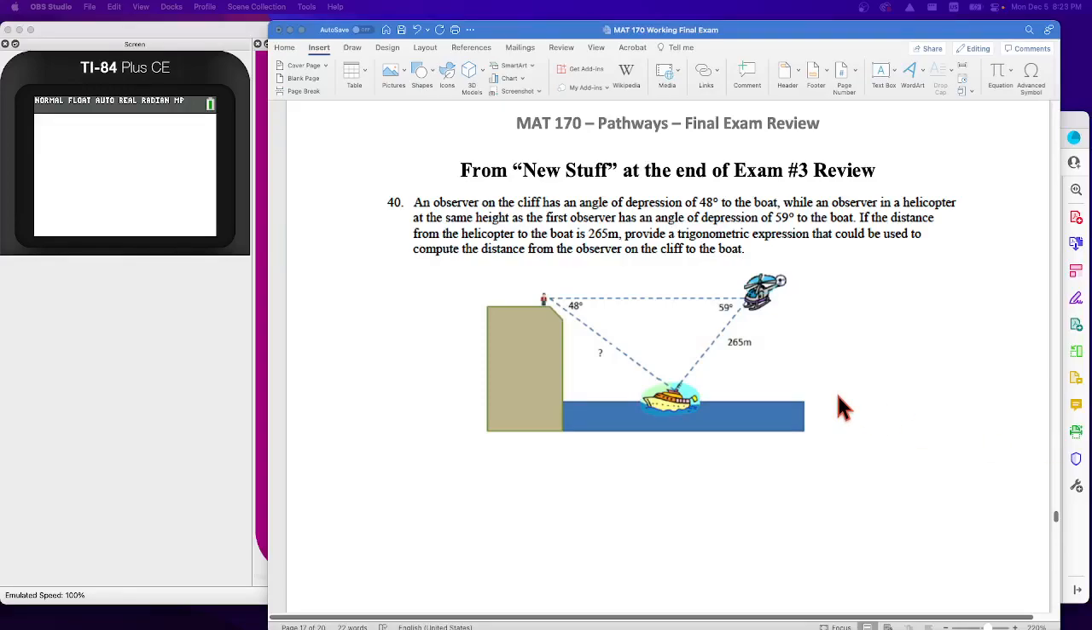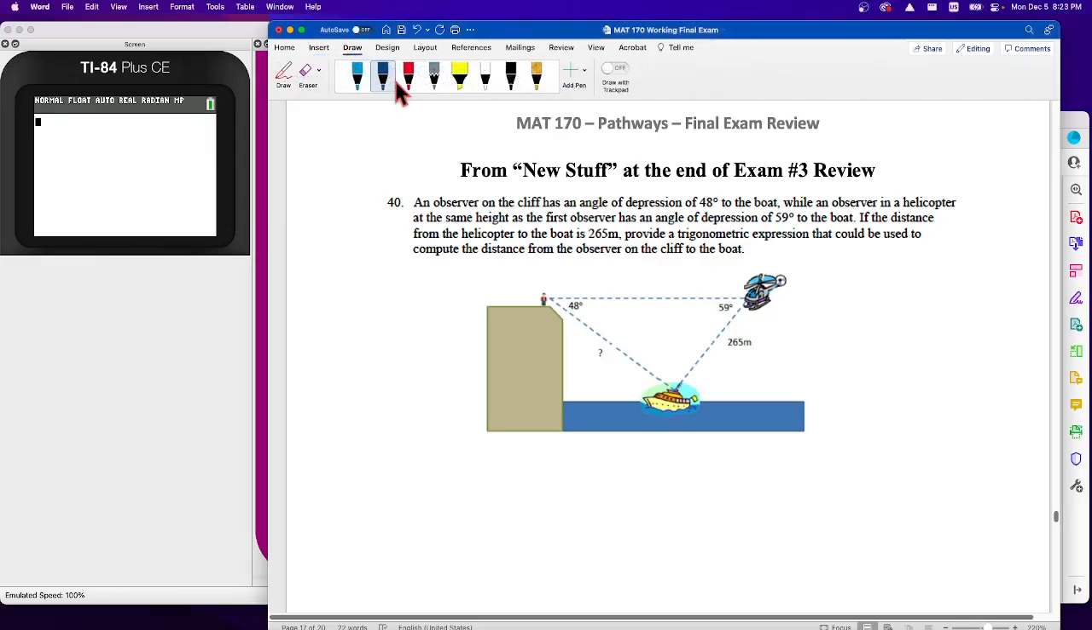To question 40. We're getting into the newer stuff from after the third exam. So let's see how this works out. Okay, so we've got an observer on the cliff. We've got the picture set up for us. We have an angle of depression of 48 degrees, which ends up being one of the angles in the triangle.